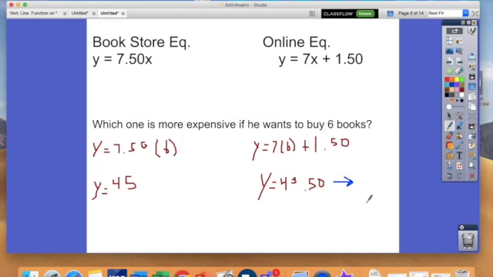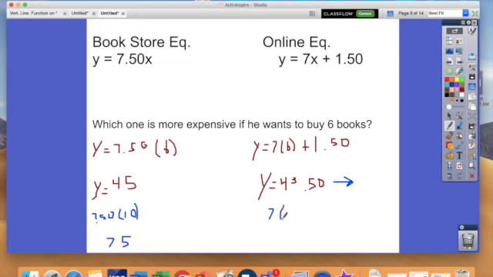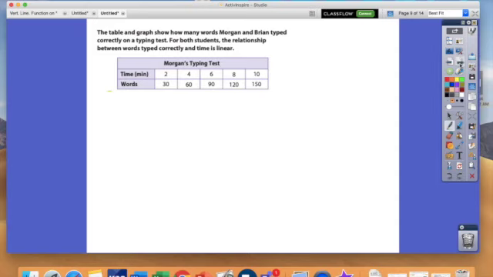What if I was going to do 10 books, though, real quick? Let's try 10. Okay, so I got 10 times $7.50. On the right side, 7 times 10 plus 1.50. You can see that the same way, right? 7 times 10 is 70, and then I would have 71.50. Okay, so it'd still be cheaper to do the online version. Cool. Any questions? So far, so good? Okay, let's keep going. We got 2 more examples.